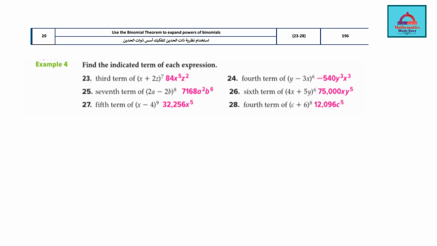So now you can check all your answers for questions 23 to 28. We've already done 23 and 25. In a similar way, please solve the remaining questions. Check your answer, and with that, this learning objective 20, where we use the binomial theorem to expand powers of binomials and find the indicated term of an expression, is complete.